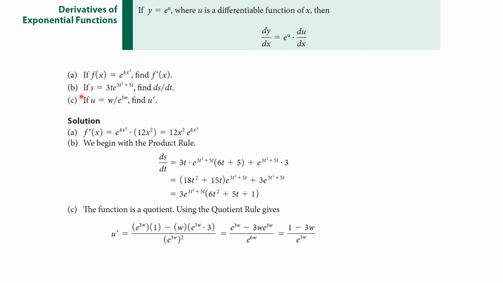Now let's begin with the second exercise, where s is equal to 3t e to the power 3t squared plus 5t. You have to find the derivative of that function. You have to understand that here we mainly follow three rules. One is constant times function, another is the product rule, and then the power rule, of course.